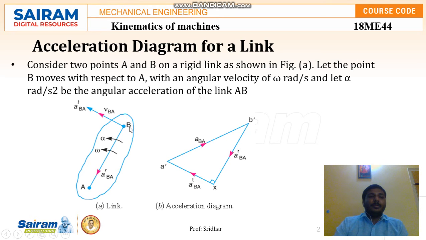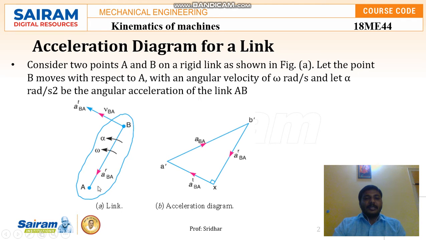Now B moves with respect to A with an angular velocity omega. Omega is the angular velocity, measured in radians per second. And let alpha be the angular acceleration of the link, measured in radians per second squared.